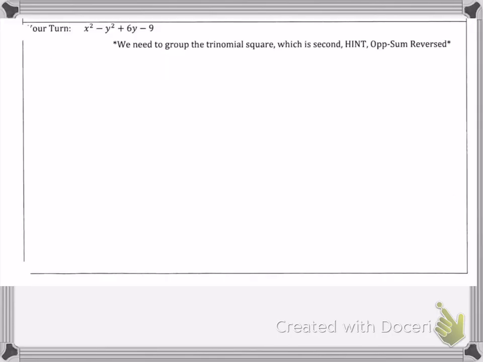And to wrap it up, let's take a look at this your turn, and we'll do it together. So this is another 4 terms, so you kind of have to figure out which one doesn't belong. And there's a special note here that says we need to group the trinomial square, which is hint: opposite sum reversed. So if you look at these, what 3 terms seem to go together is actually these last 3, y squared plus 6y minus 9. The problem is this little bugger. Because there's a minus sign in front of it, we need to actually reverse opposite sum, and that's what that note is about.